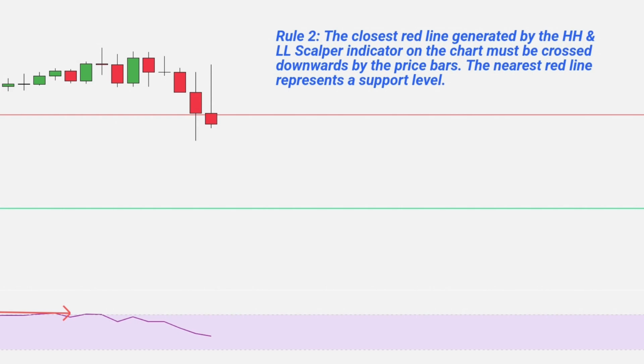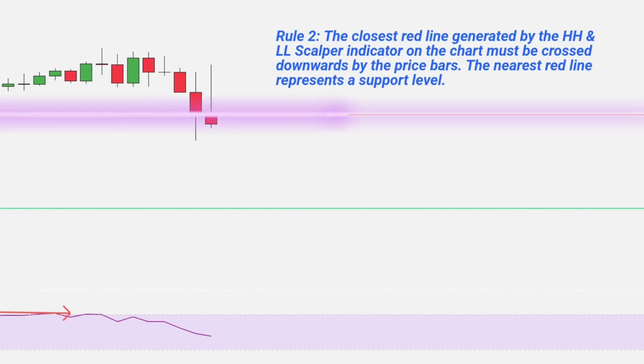Alright, let's discuss Rule 2 in our short position strategy. Imagine we're having a chat about trading. We're looking at our chart with the HH LL scalper indicator. What we're keen on is finding the closest red line it shows us. Why is this important? Well, that nearest red line acts like a signal. It's showing us a support level.